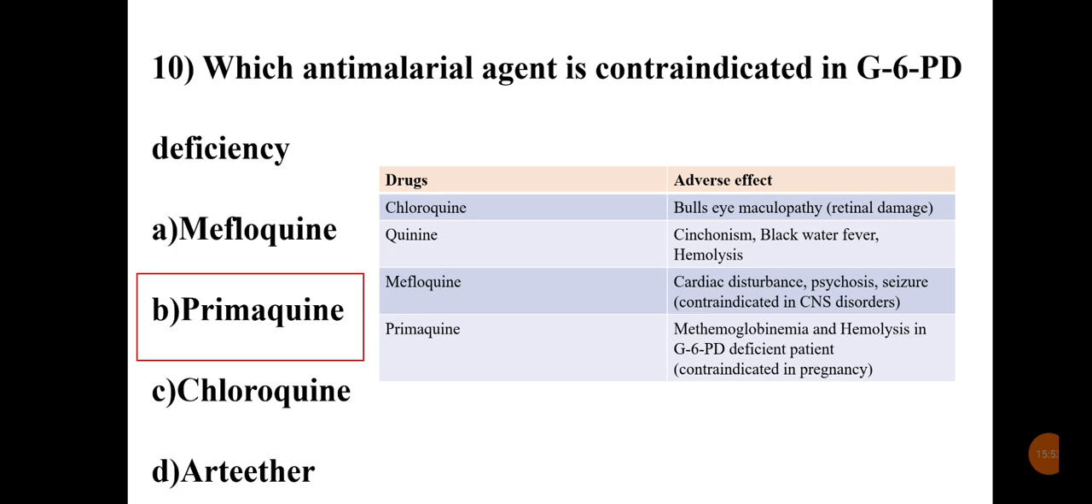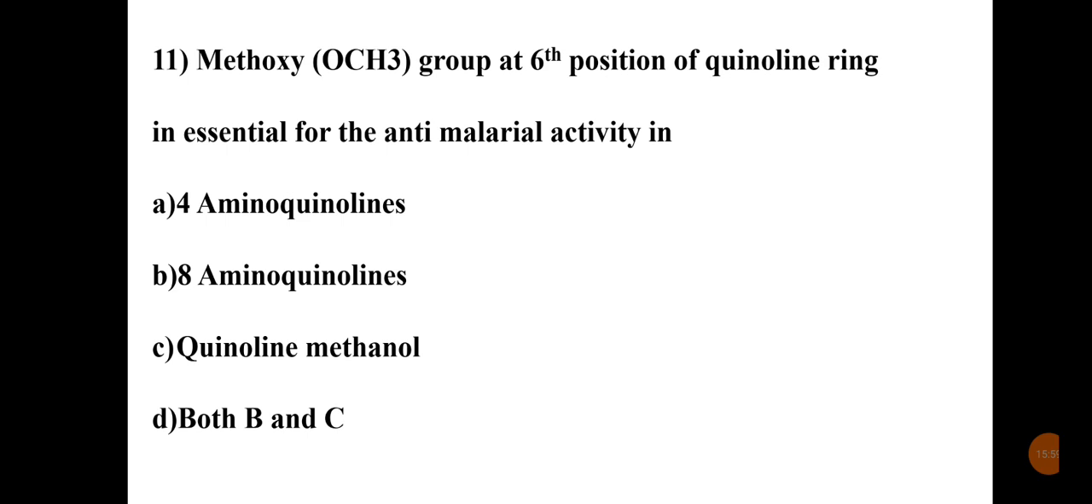deficient patients. And the next MCQ: the methoxy group at the 6th position of the quinoline ring is essential for antimalarial activity in. Basically, that question is not from pharmacology; it is totally related to medicinal chemistry, based on the structure activity relationship, that is the SAR. So what are the options? First, 4-aminoquinolines, 8-aminoquinolines, then quinoline methanol, and both B and C. So what is the answer here? The answer is 8-aminoquinolines.